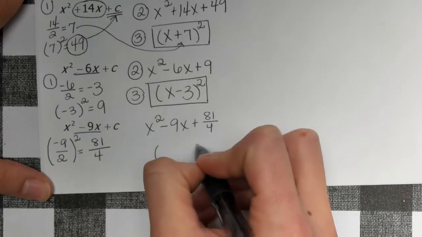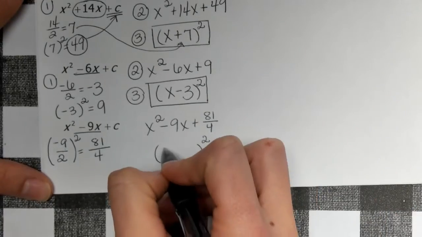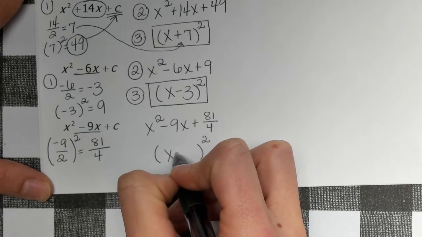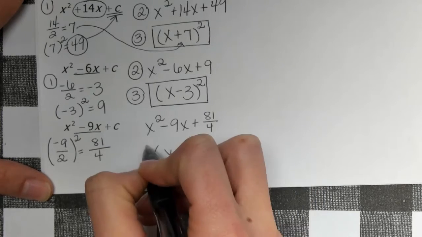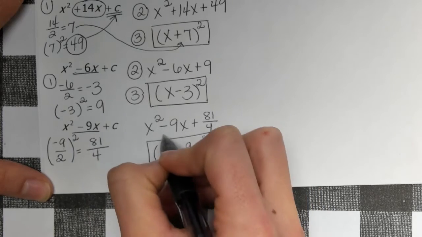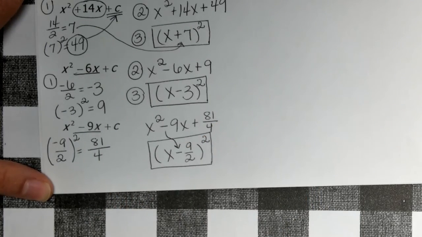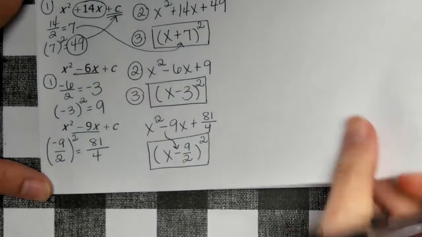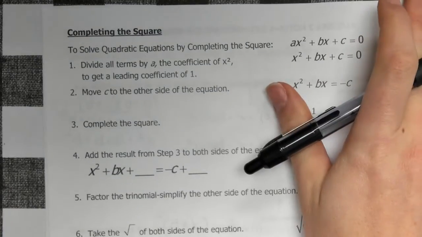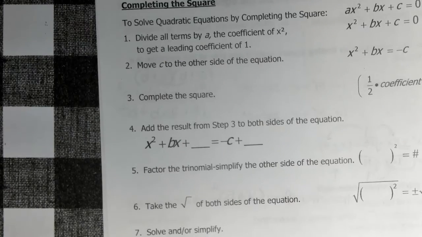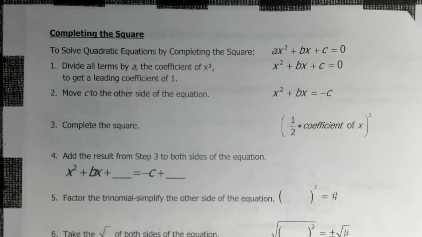And then my factored form, I set up my parentheses squared. It's going to be x minus my 9 halves squared. Pay attention to that negative. It's got to be in factored form also. Are we good with that? Okay. So that's how we are going to complete the square.